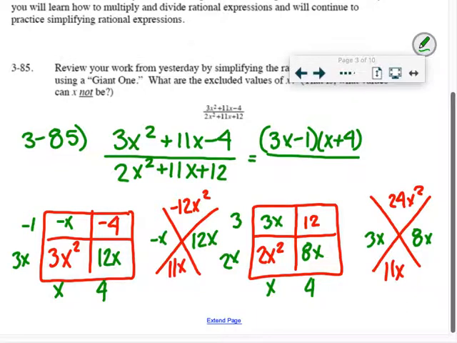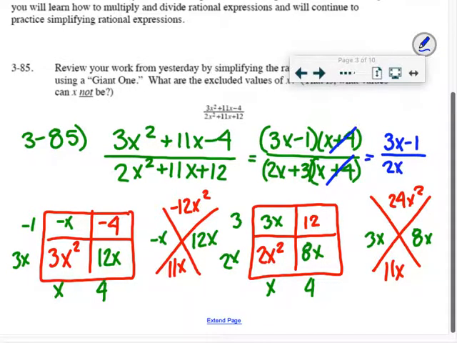So now I factored it, so I can rewrite 2x squared plus 11x plus 12 as a product of 2x plus 3 times x plus 4. Good. Now I'm hearing some people say we can cancel right out x plus 4 and x plus 4. Anything divided by itself is 1, so it's really like I'm taking 3x minus 1 over 2x plus 3 times 1, 3x minus 1 over 2x plus 3.